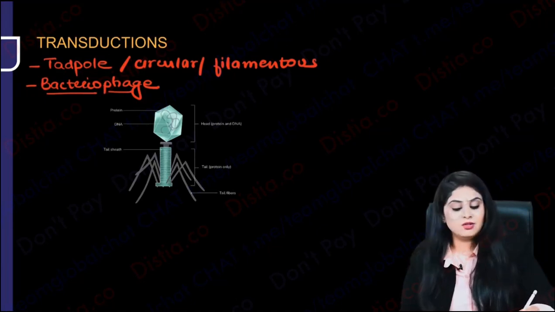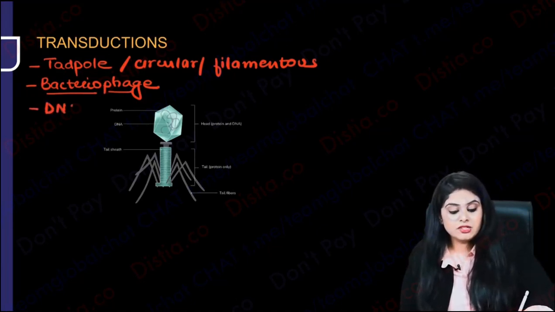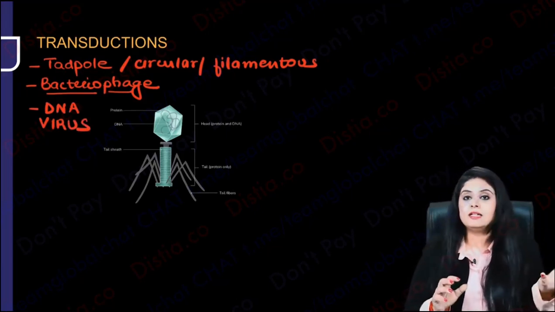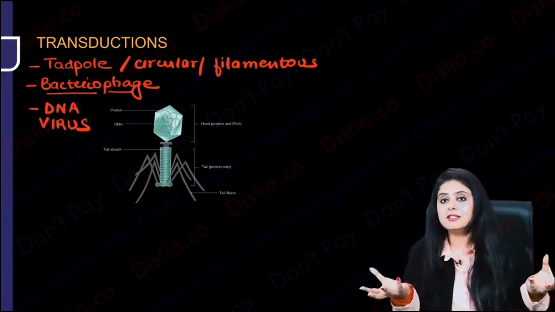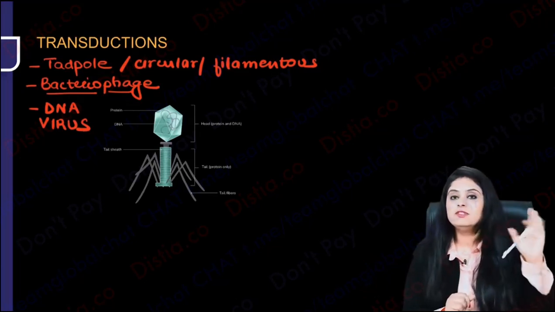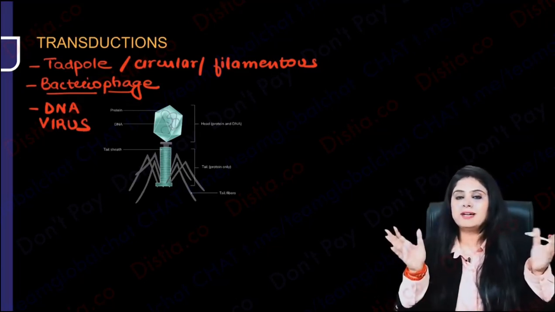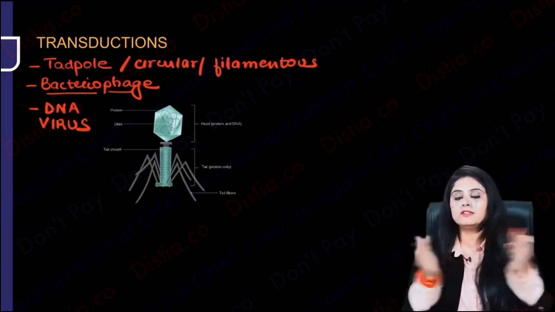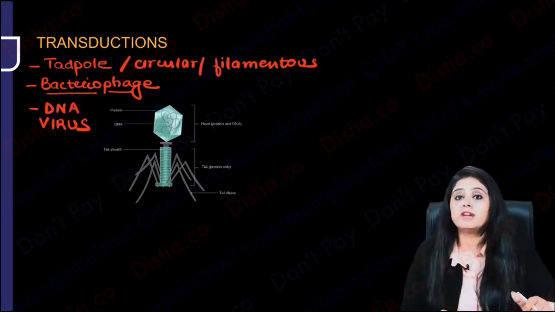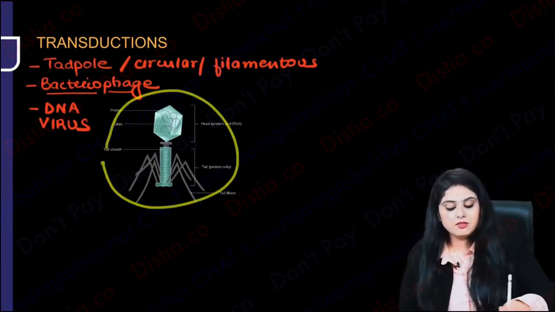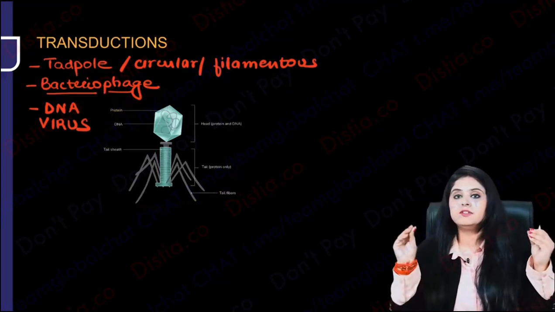But what is it? I'm calling it a bacteriophage. Is it a bacteria? No. Bacteriophage is a DNA virus. So you are saying that, ma'am, for one bacteria to give material to another bacteria, you need a virus? Yes. If this hand is one bacteria, this hand is another bacteria. Bacteria want to transfer things between them. Whom are they going to use? Virus. So can I say bacteriophage will pick up something from this bacteria and deliver it to this bacteria?